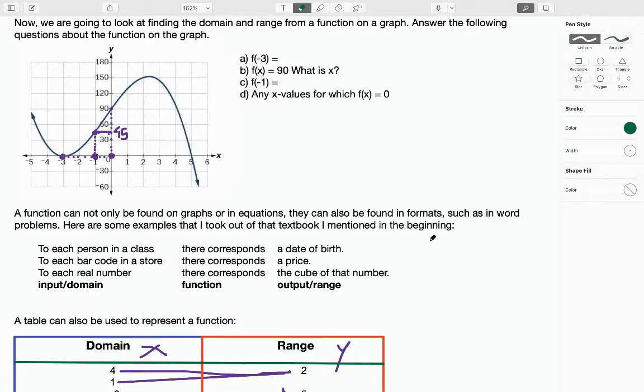Welcome to part 2 of the video Introduction to Functions. Let's get working! Now we are going to look at finding the domain and range from a function on a graph. Answer the following questions about the function on the graph.